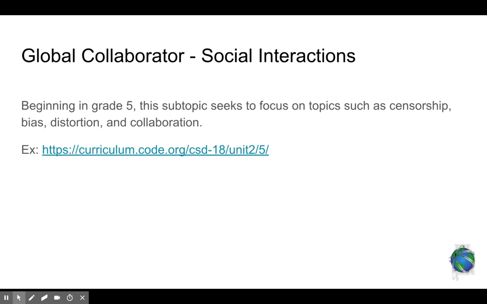Social interactions. Again, because students are not gaining access to social media until they're 13, at least when they follow the rules, this begins in grade 5, which is before age 13 for most students. But again, we want to get in front of this. And this subtopic looks at things like censorship and bias, distortion, collaboration, being able to see the purpose of social interactions and postings on discussion boards and be able to dissect those to see the true meanings.